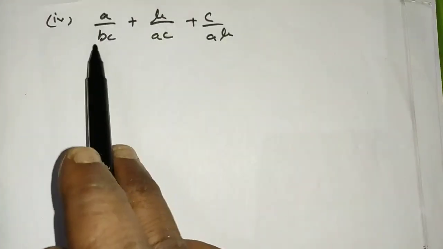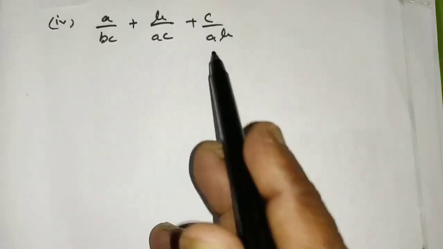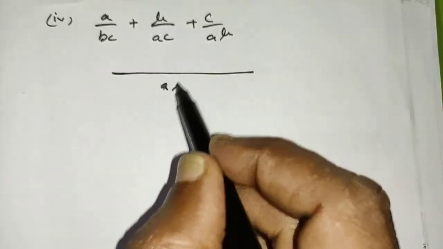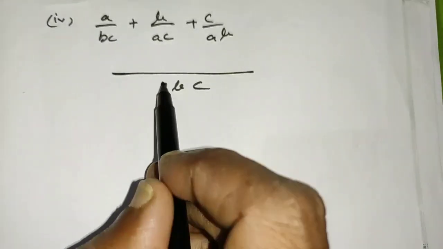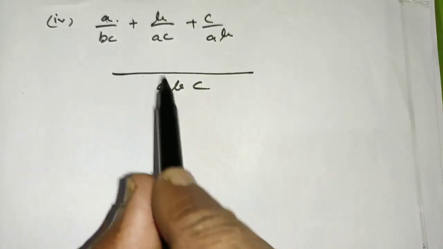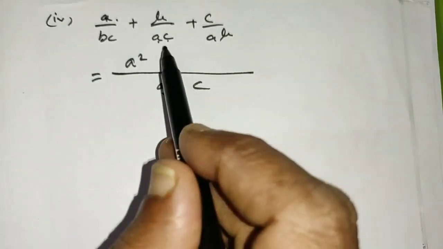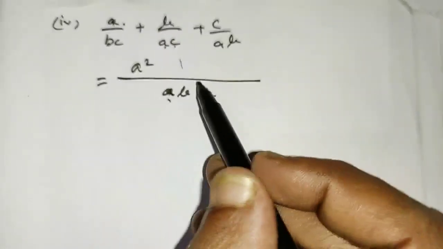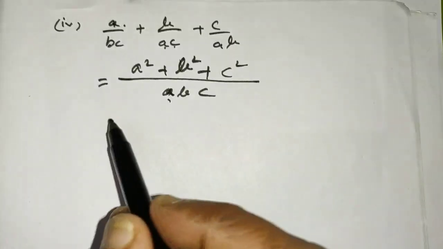The fourth subdivision is a/bc + b/ac + c/ab. Here also we are going to take the LCM. What is the LCM of these three? abc. In this denominator we have bc. What is the missing term? a. So you have to multiply this a to the numerator. Already we have one more a, so a × a gives a². Here ac is here. What is the missing term? b. That should be multiplied to the numerator, which gives b². Like that, the third term is c².